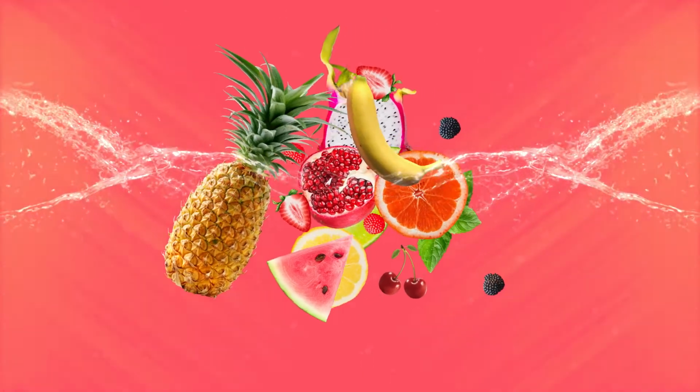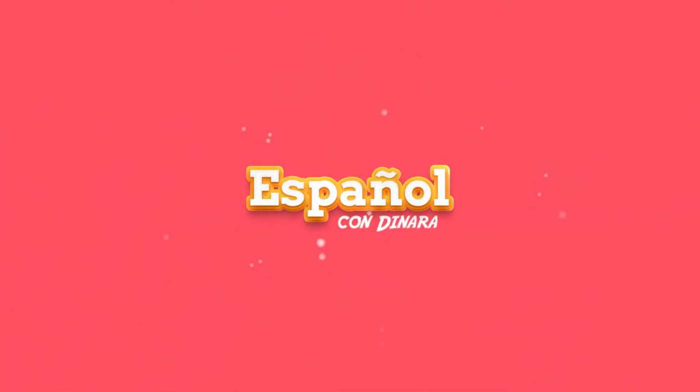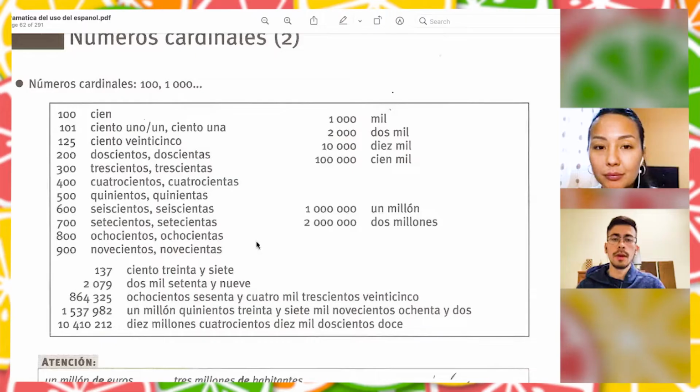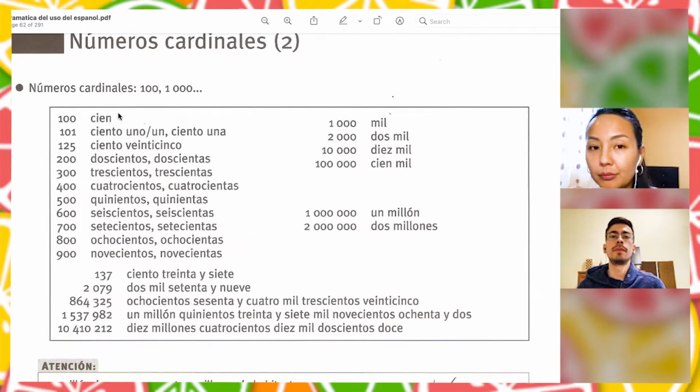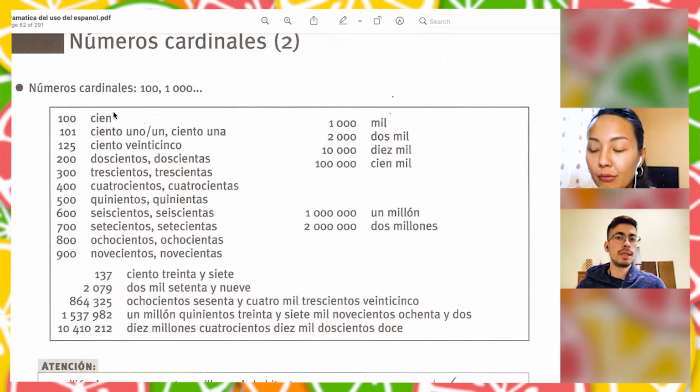What are we going to study? Yes, today we will continue with numbers. Part 2, cardinal numbers. So we will see the numbers from 100 until millions. Okay, so we will start with the number 100, right? This one is number cien.